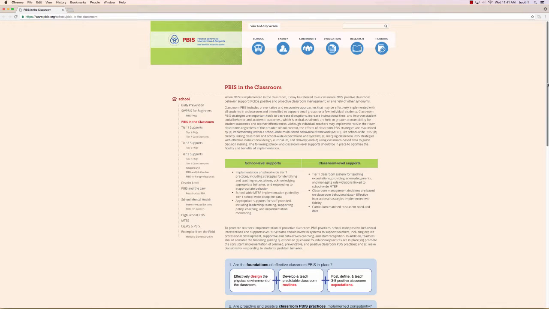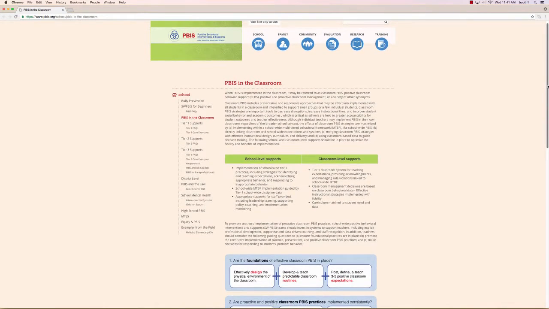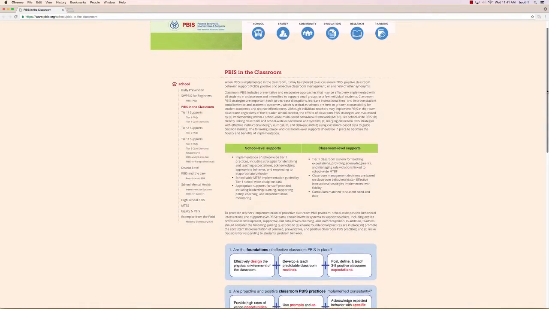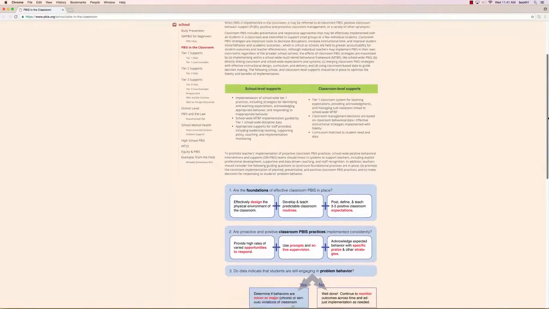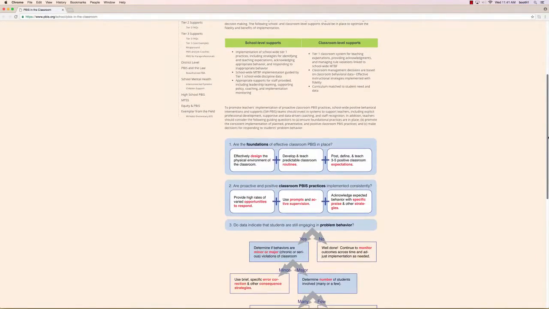Here's an example from the Positive Behavioral Intervention Supports Technical Assistance Center within the Office of Special Education Programs within the U.S. Department of Education to enable the teachers, and in our case the candidates, to assess whether the classroom environment has the foundations for being effective in terms of promoting engagement and learning and positive interactions among students as well as between teacher and students.